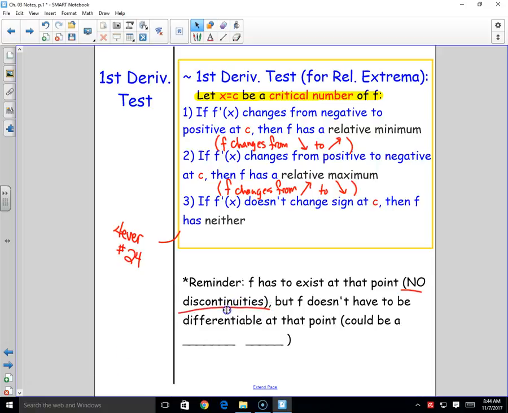Because you will forget that a discontinuity is what it is. I try and say, but f does not have to be differentiable. It could be a sharp point. But we know that critical numbers can be DNE or zero, zeros of the derivative.